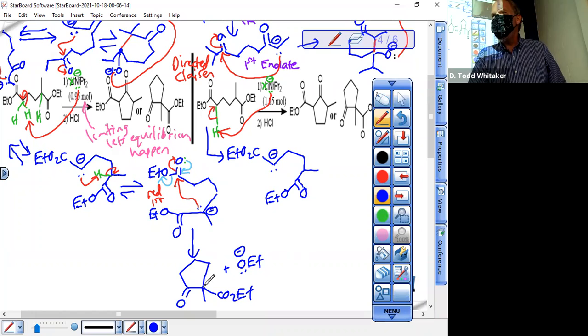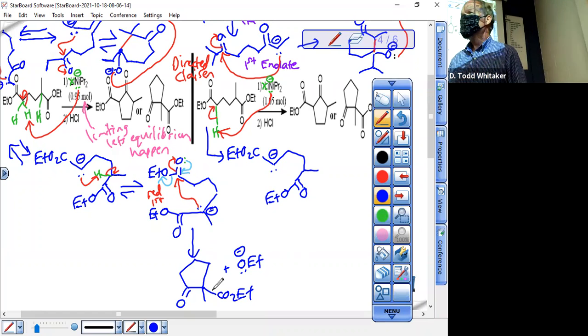because that has a pKa of 10. If there's an H on this carbon, how do you know it has a pKa of 10? It's alpha to 2 carbonyls. That's one of our new ones. There is no H on that position. So this is another Claisen condensation.